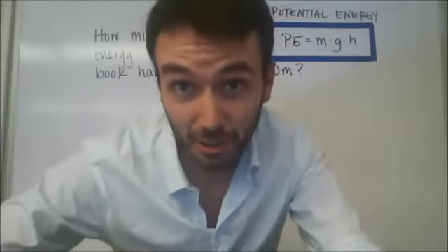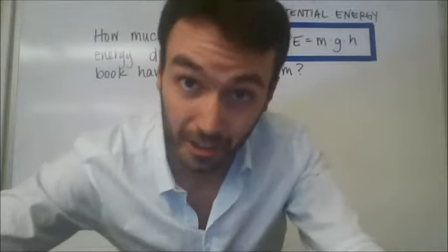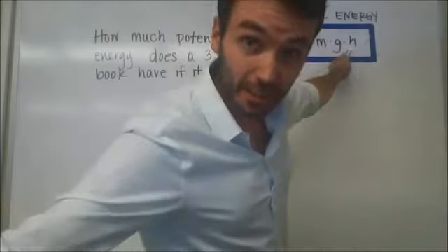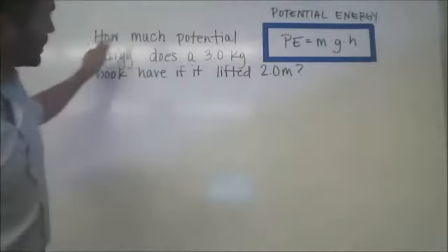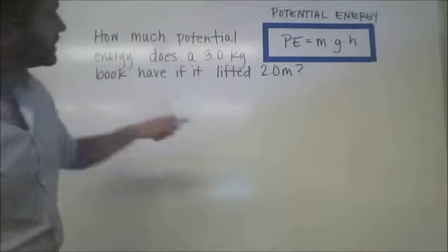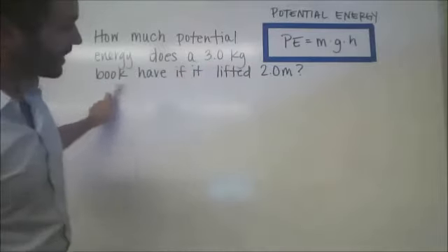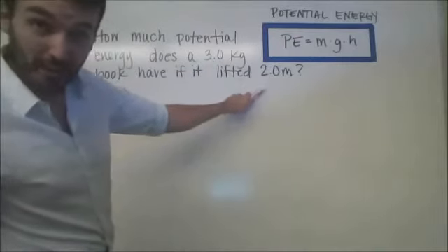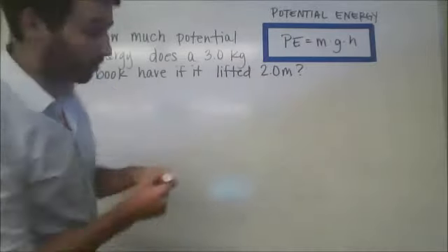Welcome back to the classroom. Now let's talk a little bit about potential energy. As we learned earlier, potential energy is mass times gravity times height. So let's check out a problem. How much potential energy does a 3 kilogram book have if it's lifted 2.0 meters? Let's pick out what we know.